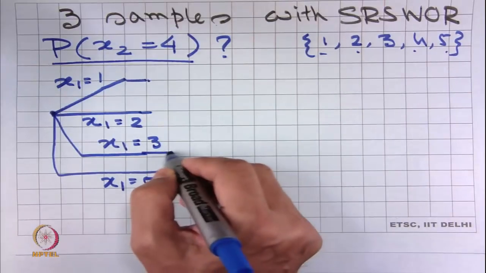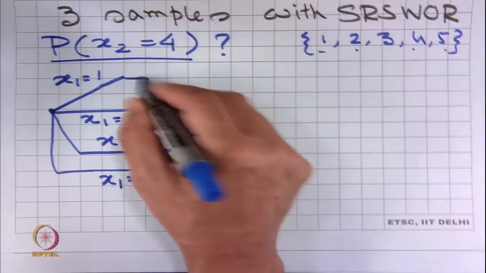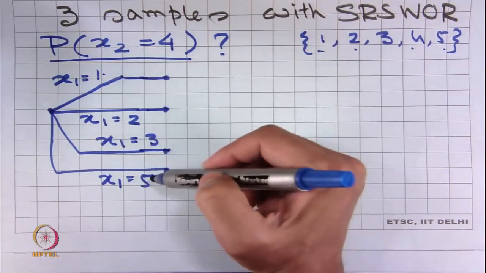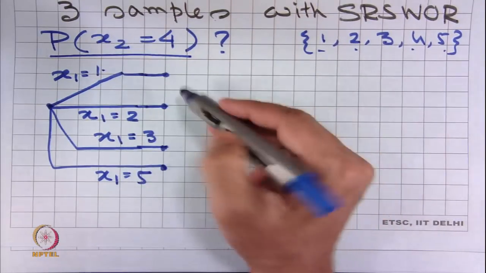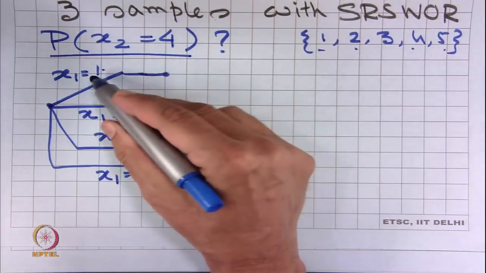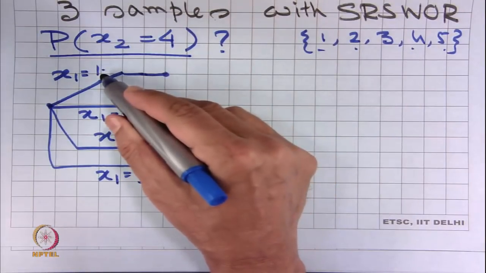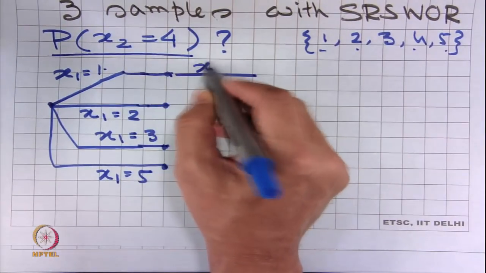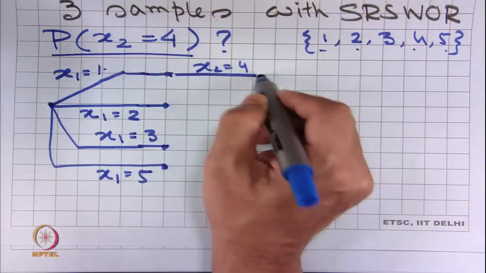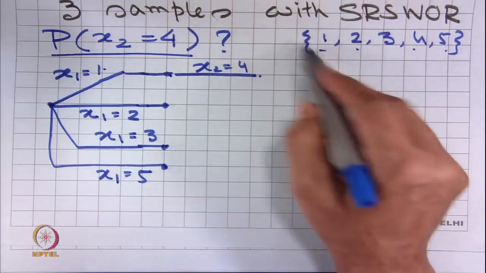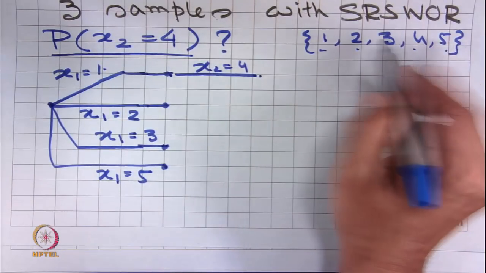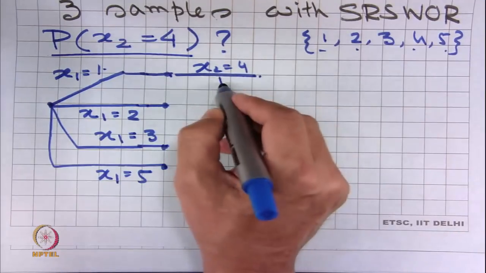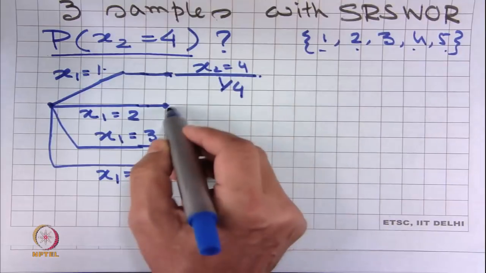The second sample can be 4 if the first sample is either 1 or 2 or 3 or 5. Now, after taking the first sample to be 1, what is the probability the second sample is 4? After 1 is taken, there are 4 elements. Therefore, the probability that the second element is 4 is 1 by 4.